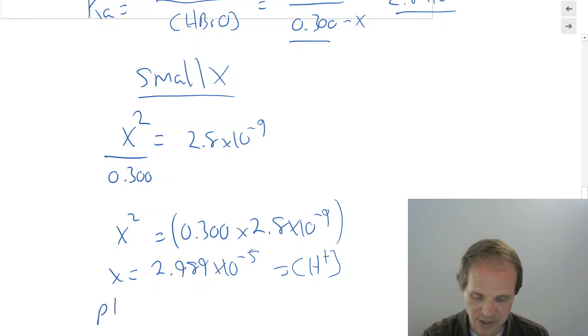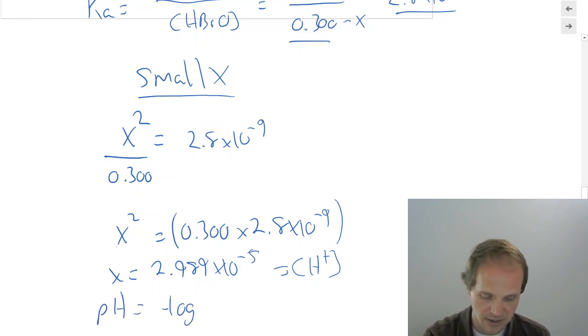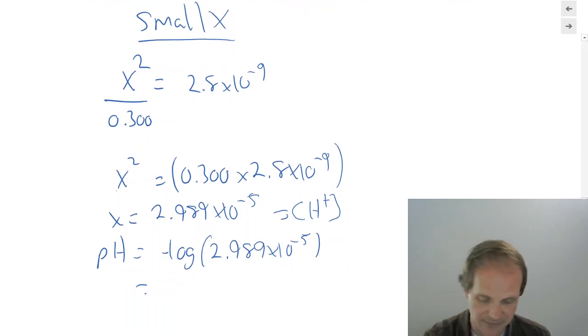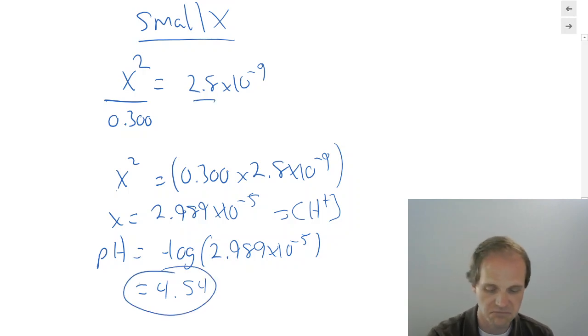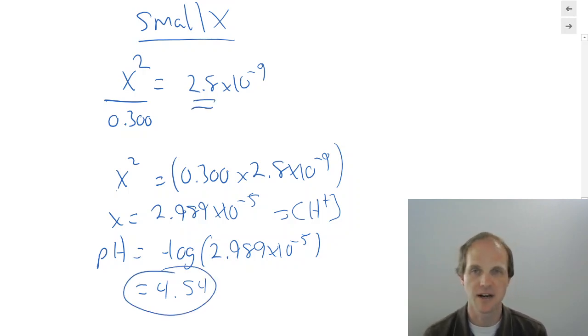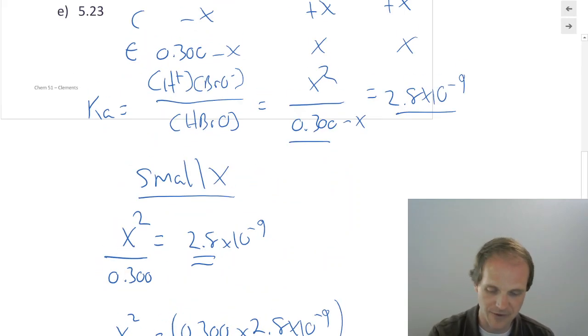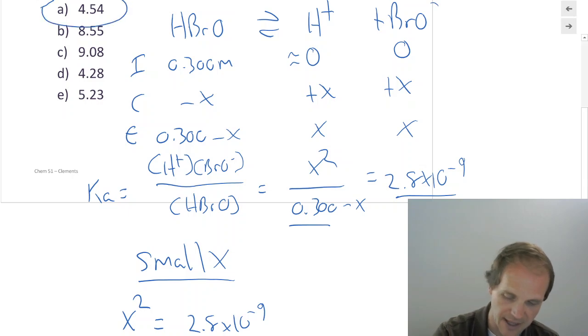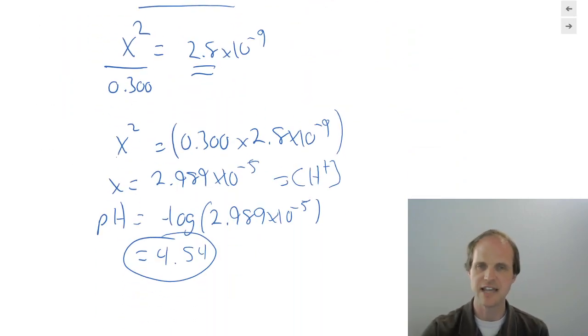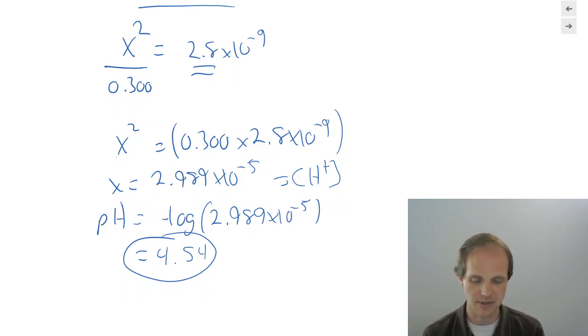I'm looking for pH, so I'm going to take the negative log of 2.989 times 10 to the minus 5th. And what do I get if I take the negative log of that? I get 4.54. Significant figures, most always from our K. Our K has two significant figures, so we have 2 digits after the decimal in our pH. So 4.54, hopefully you got it. There's a lot of work. There's a lot of steps in these problems, but there's a lot of similarity in them too. So when you get used to it, you can go through them pretty quickly and pretty regularly.